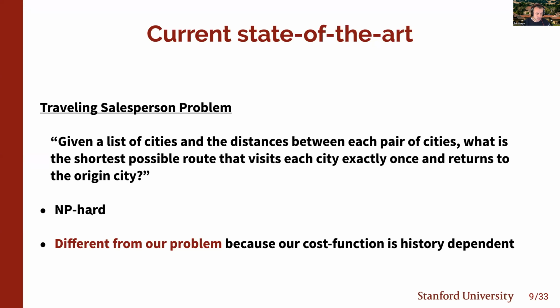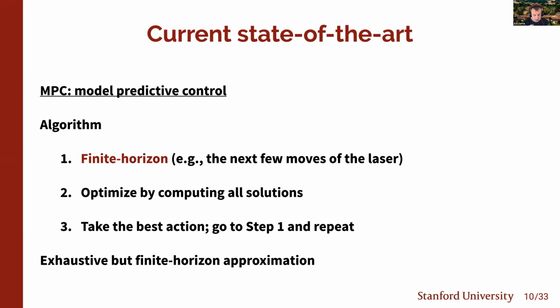This is an NP-hard problem, but there are many heuristics that are extremely fast and effective for this class of problem. I want to immediately mention, because this is a question we often get, that this is different from our problem, because in the traveling salesperson problem the objective function, the cost of taking a route, is fixed. Whereas in our case, the cost function is history dependent. So it's a type of TSP problem where the cost of each route changes as a function of the cities you've visited so far. So we're solving a different problem, but it has some connection to TSP.